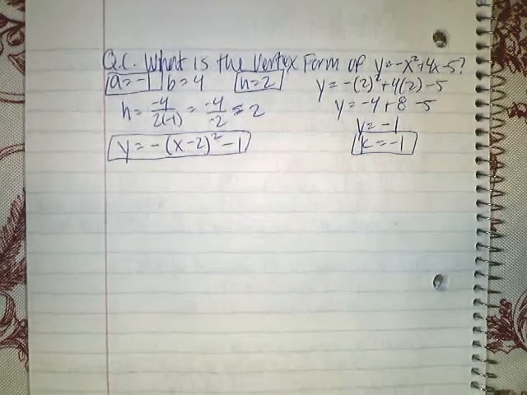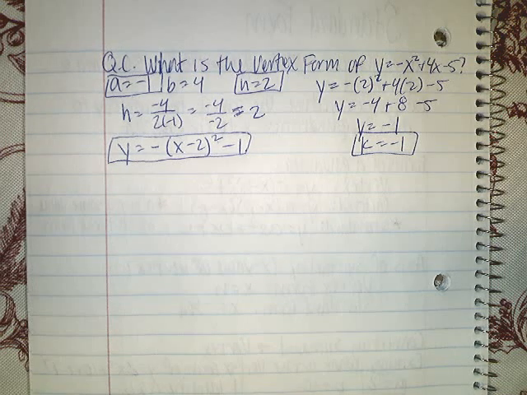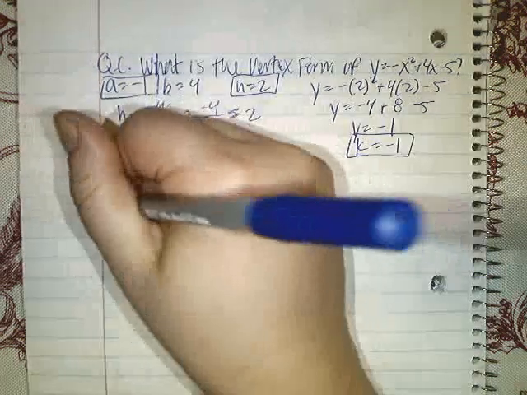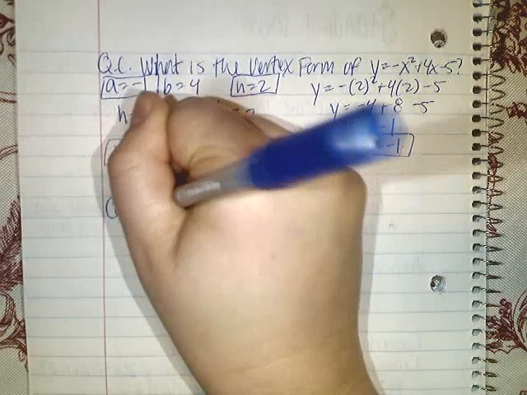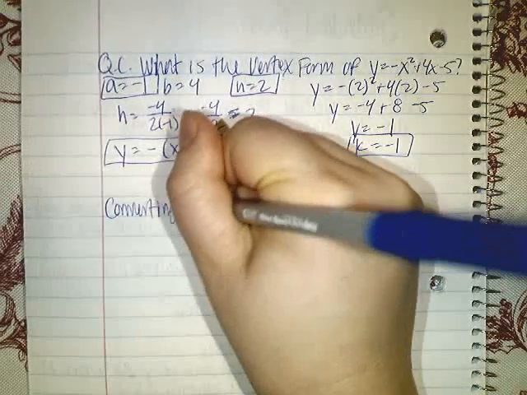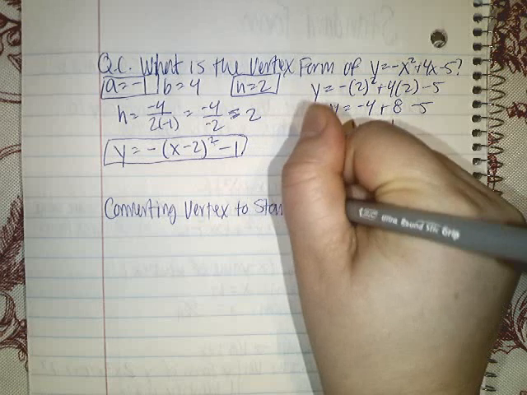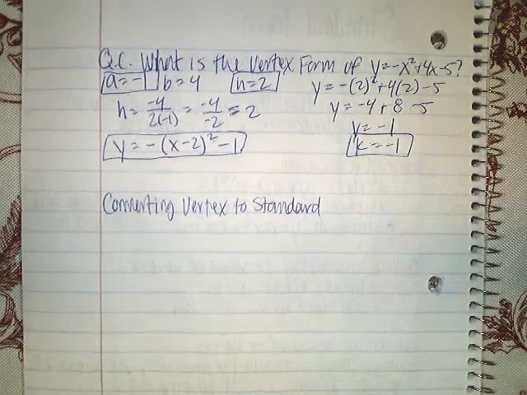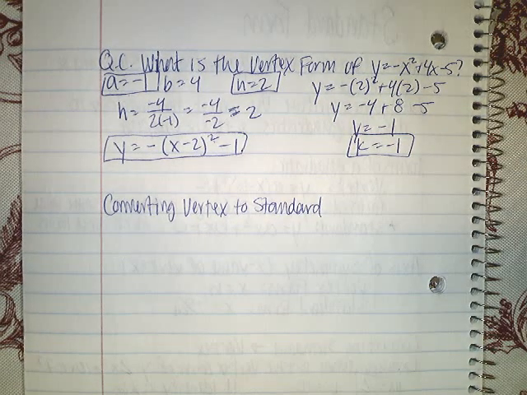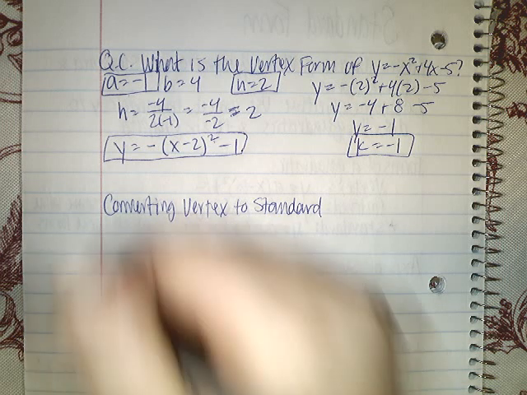All right, so the one other thing I want to talk about today is going the other way. So converting vertex to standard form. This one is a lot easier in my opinion because all it is, is expanding and foiling. So I'm not going to do a quick check. I'm just going to do a quick example.